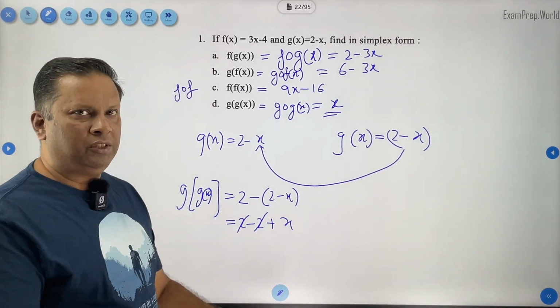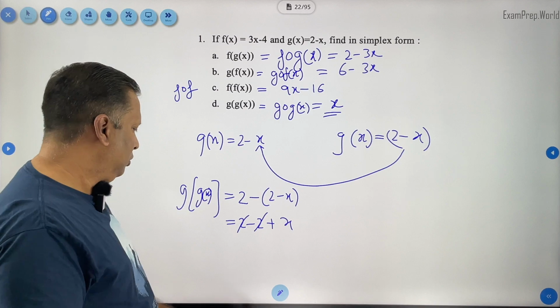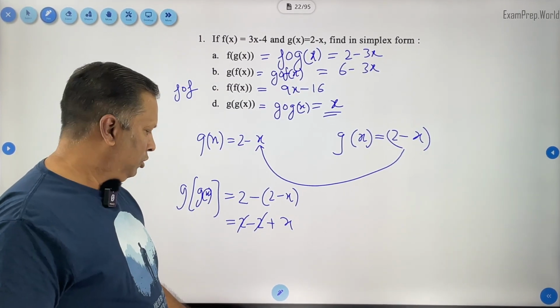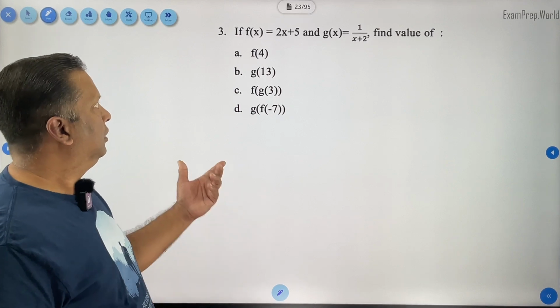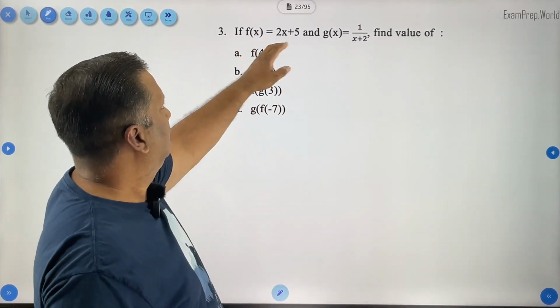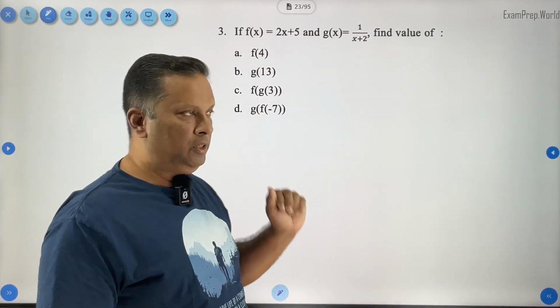Easy. Composite functions are the easiest thing to do in functions. So let's do the next type of questions. Pause, note it in your notebooks. Now here, one is a reciprocal thing, one is a direct thing. The method is the same.